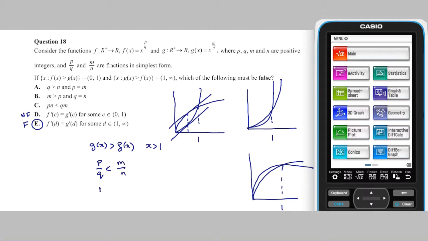By cross multiplying, this looks like np is less than mq. Looking at that expression, we can see that C is true, and by considering A and B, we can see that they may be true, in other words, are not false, which confirms that E is the only answer which must be false.